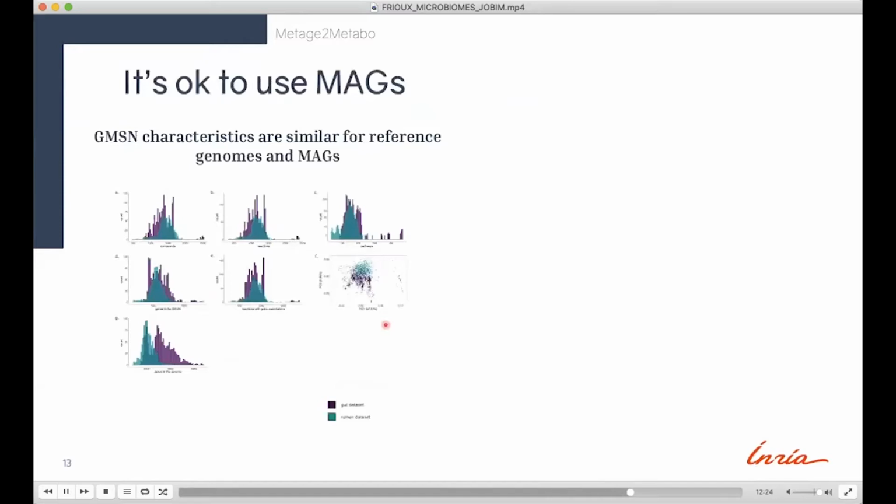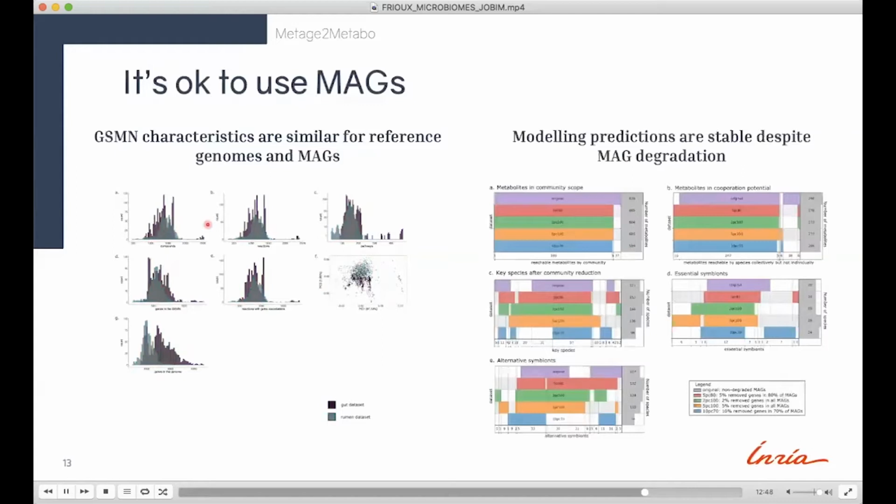Regarding metabolic network reconstruction, we observed, as expected, that the number of genes in MAGs is lower than the average number of genes in reference genomes. But this cannot be seen after metabolic network reconstruction. They all have similar numbers of reactions, pathways, and metabolites. So that's good news. What happens when we model the communities?